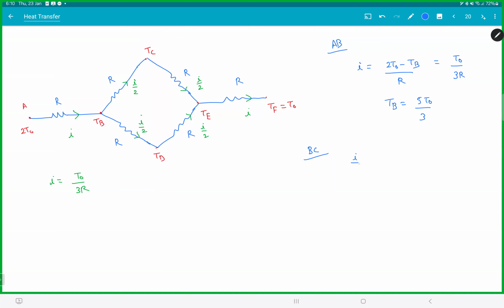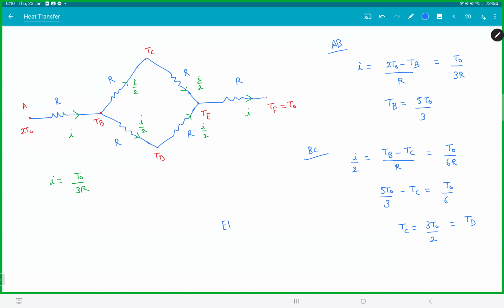So current will be I by 2 is TB minus TC by R, which is T naught by 6R. TB is 5T naught by 3 minus TC is T naught by 6. So we get TC is equal to 3T naught by 2. Same way, symmetry, D is also same. That is the whole reason why you removed the rod CD, isn't it? Because C and D are same, you can remove the rod CD.